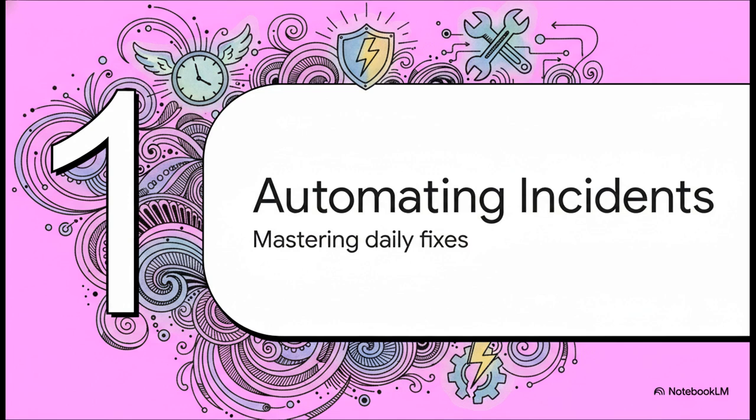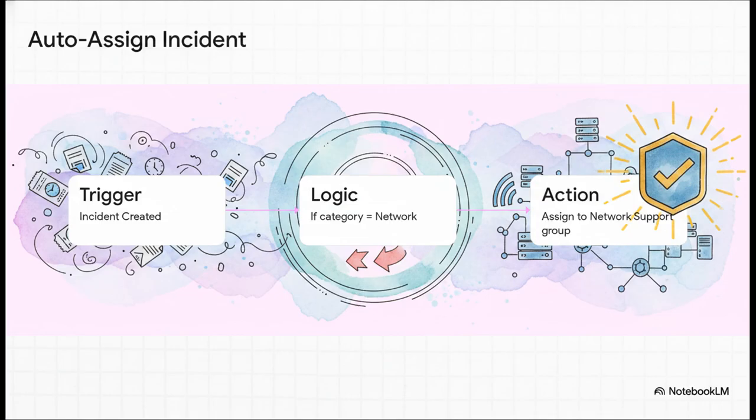We're going to start where most IT teams live and breathe every single day. Incident response. This is all about mastering those daily fixes and getting things resolved way, way faster. All right, our first example, automatic ticket routing. So picture this. A new incident gets created. The flow instantly wakes up, it checks one thing. Is the category network? If the answer is yes, bam, it's immediately and automatically assigned to the network support group.